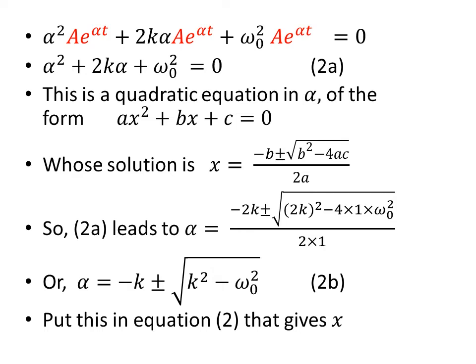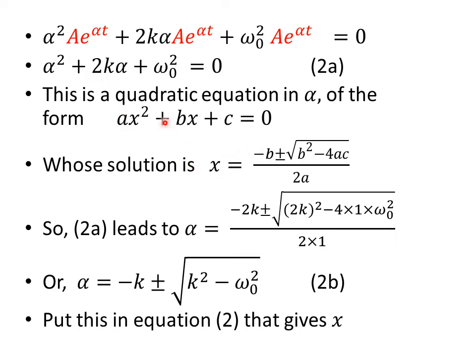So that is what is written here. Alpha square plus 2k alpha plus omega 0 square equal to 0. If you look at this equation, you can see that it is a quadratic equation in alpha of the form ax square plus bx plus c equal to 0. So this equation is similar to that equation. It is a quadratic equation in alpha, which means it is very easy to solve to find out alpha.